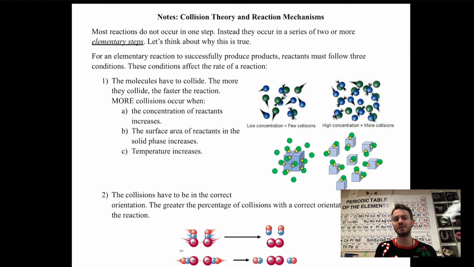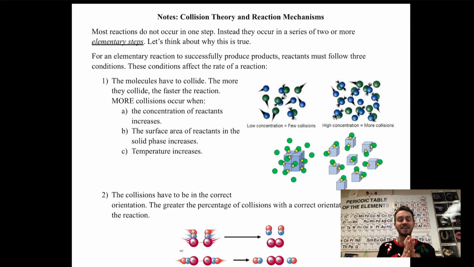For an elementary reaction to successfully produce products, reactants must follow three conditions. So there are three things that I always want us to consider about a collision to think about whether it's going to result in products or not. The first is the reactant particles have to hit each other, right? They have to collide. If they don't collide, the reaction doesn't happen.